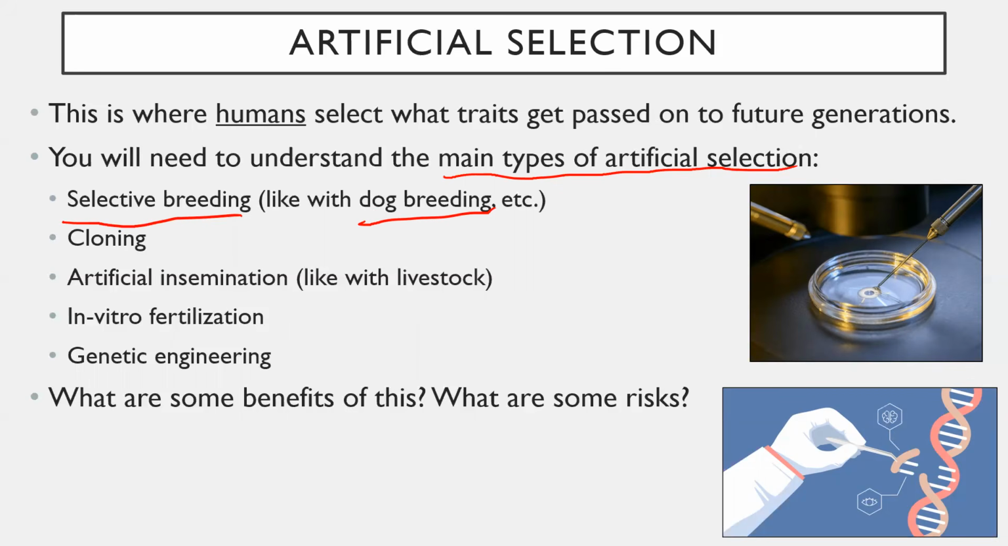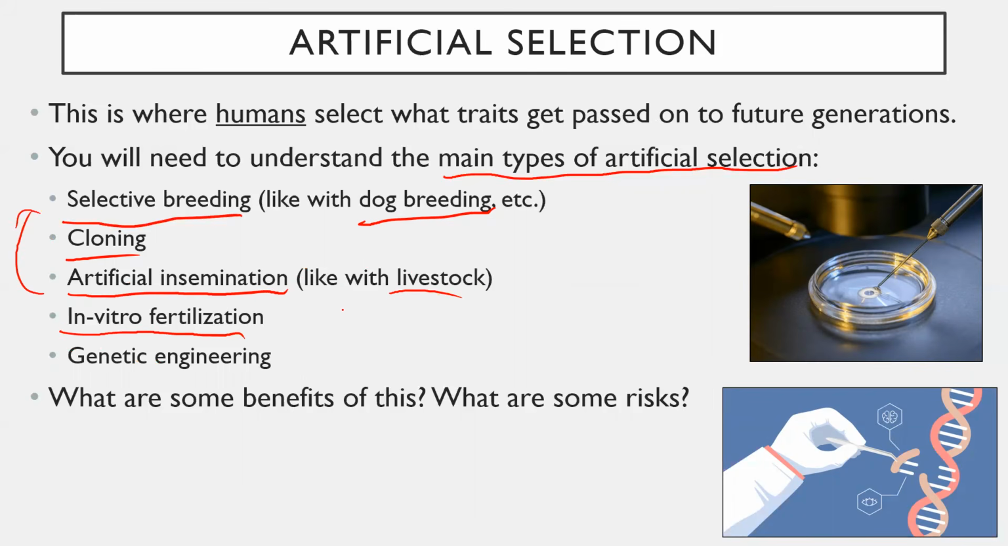Another one, of course, is with crops. Crops are actually selectively bred as well to produce crops that have the benefits and the traits that we want them to have. So that's done by selective breeding as well. Cloning is an extreme example, of course, but it is, again, another example of artificial selection. Artificial insemination, which is what they often do with livestock, that's another one that's kind of related to selective breeding.